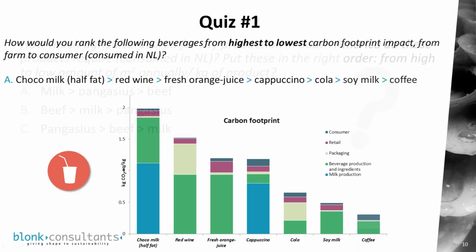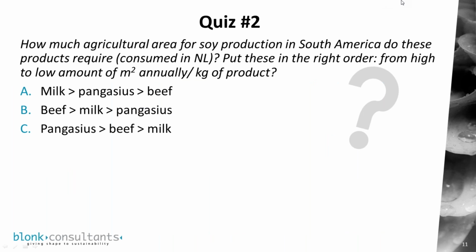Now, I think it's a little bit slow. Oh yeah, here we go. So, how much agricultural area for soya production in South America do these products require? Here you see three different products: milk, pangasius, and beef. All these three products, they use soya as a feed ingredient. So the question here is how much agricultural land dedicated to soya production in South America do these products require, from highest to lowest square meters annually per kilogram of product.